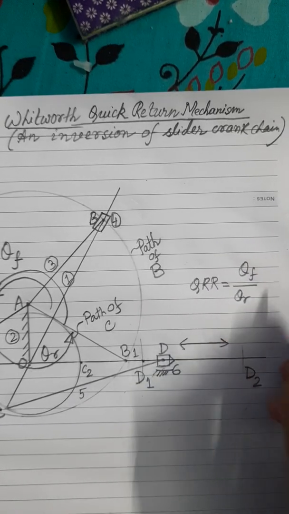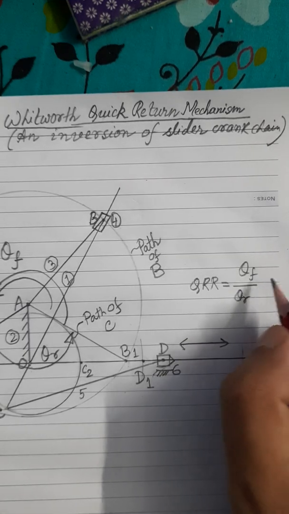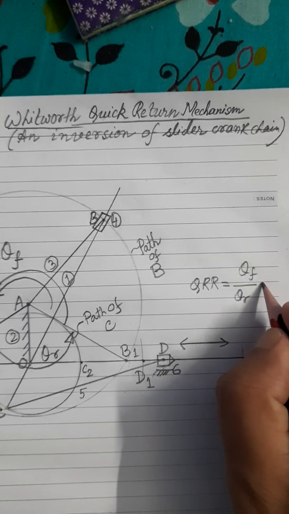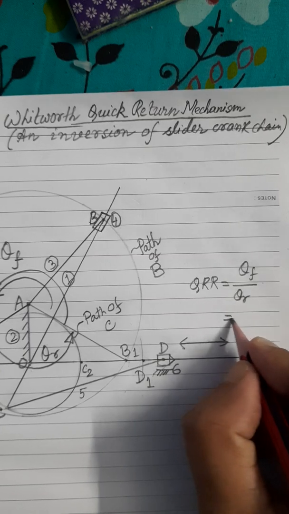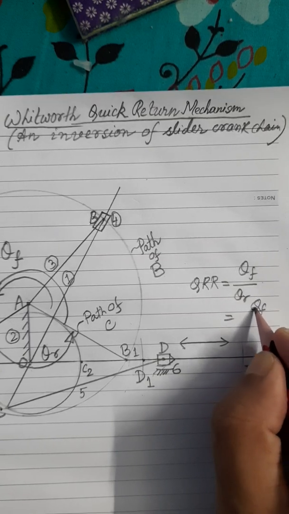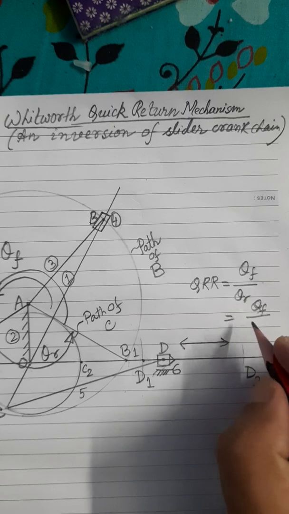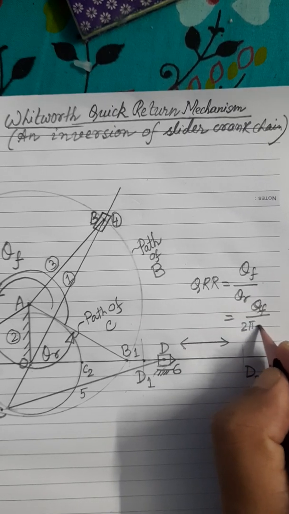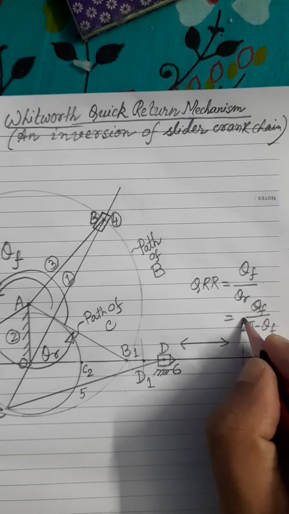And what is theta r? Theta r again can be written as 2 pi minus theta f. So it is theta f divided by 2 pi minus theta f.